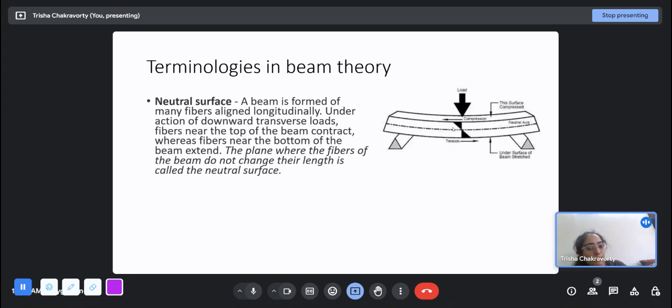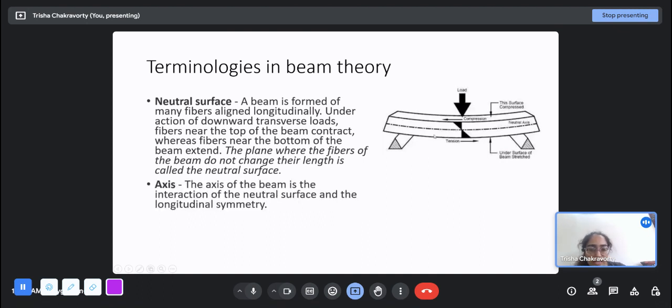So there is a plane in between where the fibers of the beam do not change their length. That is the neutral surface. Why is it a surface? Because the beam is a three-dimensional body. This is a line, the neutral axis, and the surface goes into the plane of the structure. The axis of the beam is the intersection of the neutral surface and the longitudinal symmetry plane.